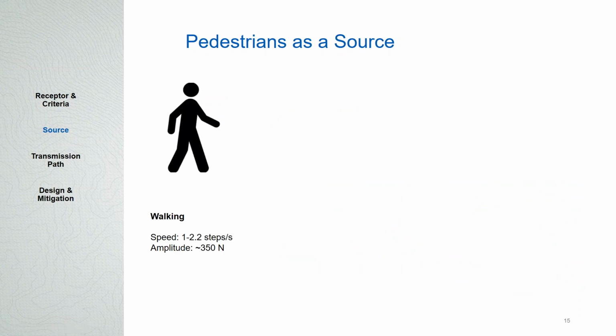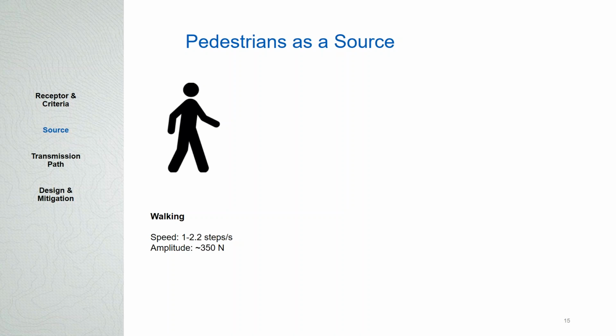When we look at walking, what are the speeds we can walk at? Well, most people are going to walk in the range of 1 to maybe 2.2 steps per second or so. And they apply a force amplitude of about 350 newtons. Don't worry about that number, but walking is often the scenario that we're concerned about the most.